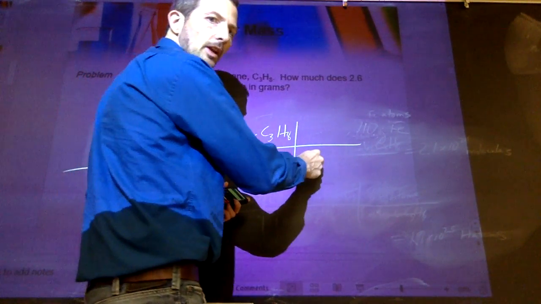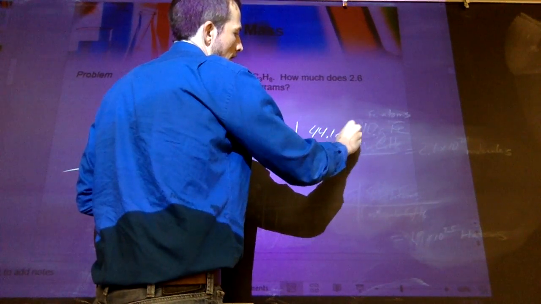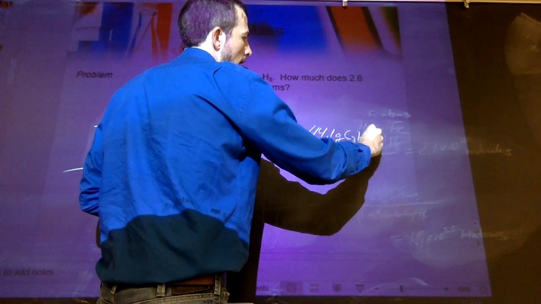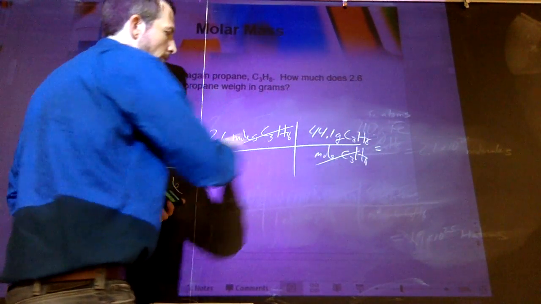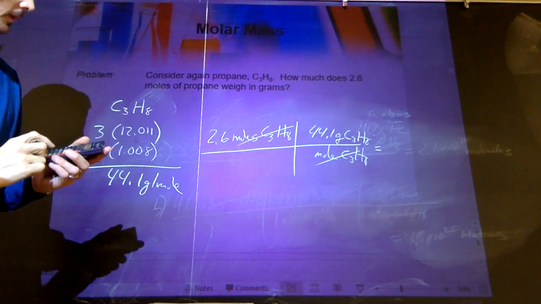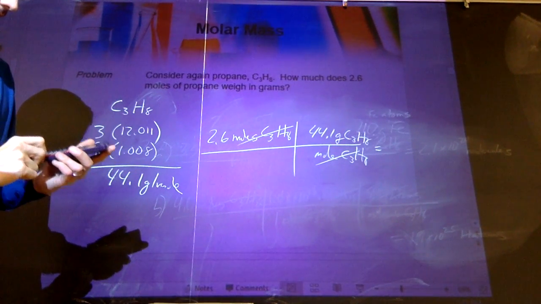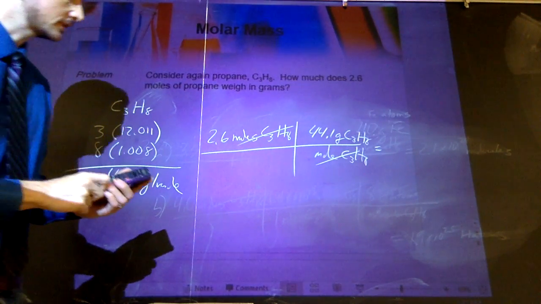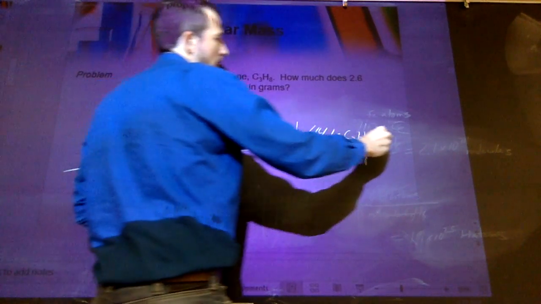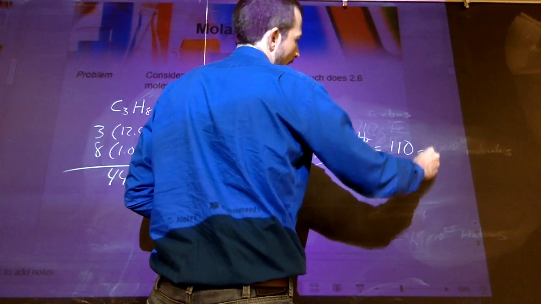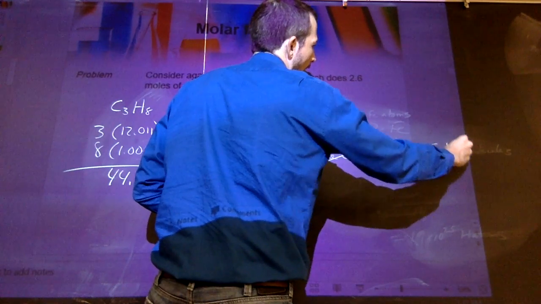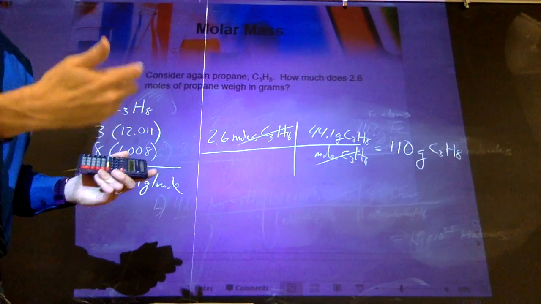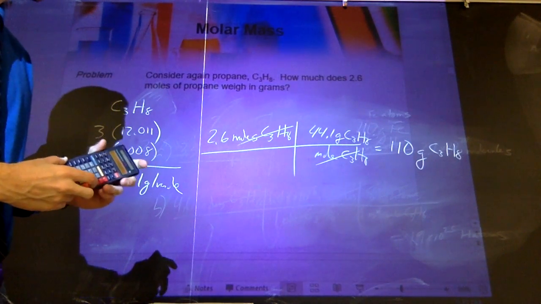So I want the moles to cancel out, so I put the moles on bottom. So I take my molar mass, multiply that by 2.6, and get around 114.6. Round it to two significant figures. Also get 110 grams. So I got 114.6, and I rounded down so I could just have two significant figures.